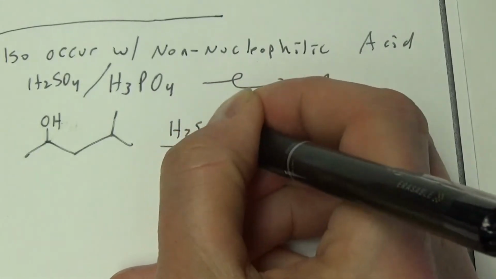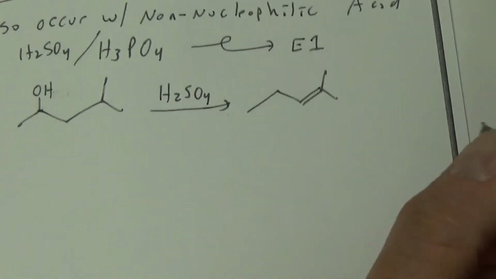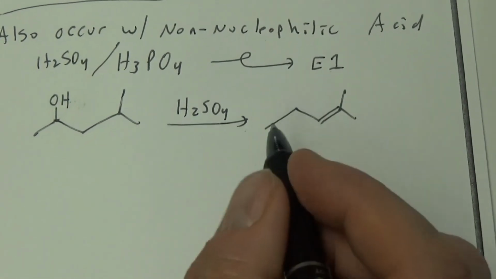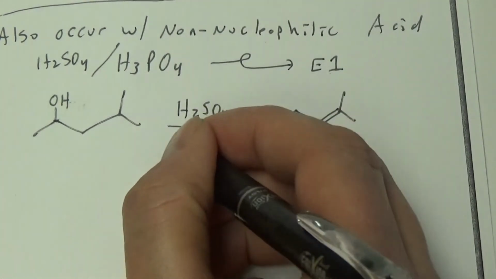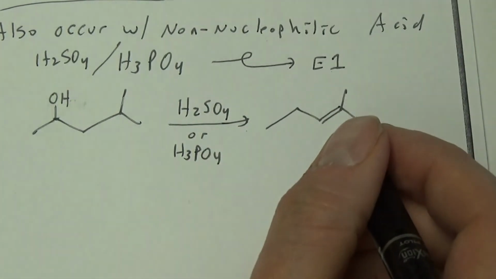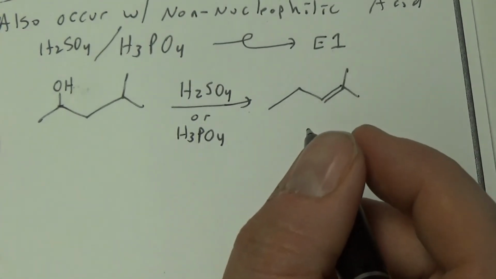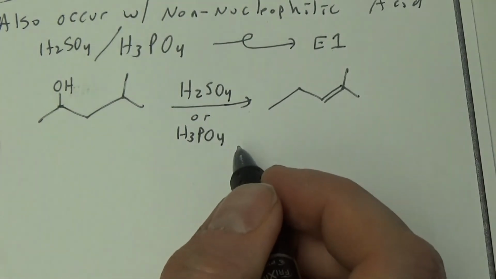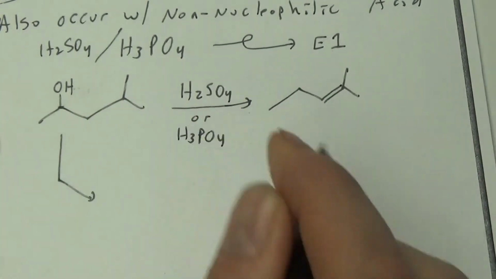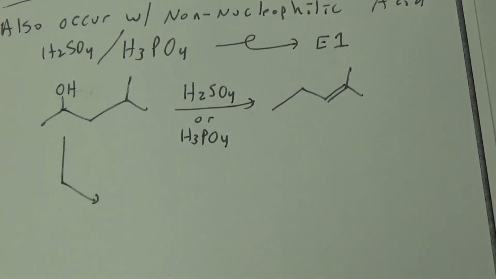H2SO4. Wow, that's weird, huh? It formed an alkene, but at a different place. So how did that happen? And again, this is either sulfuric acid or phosphoric acid. And what's the mechanism for how this forms? Usually I make the students just do this, but I'll help you out this time.